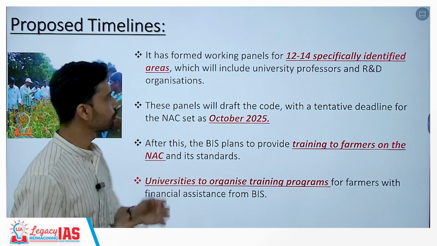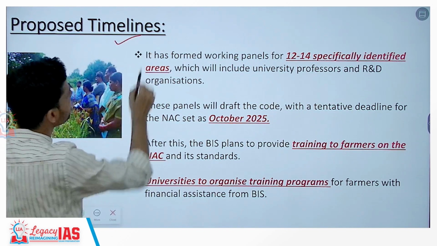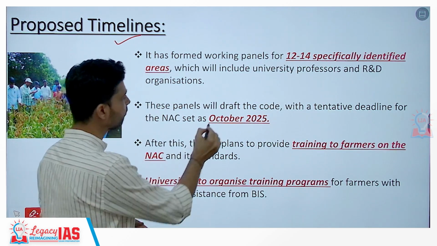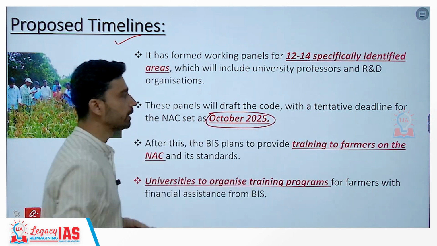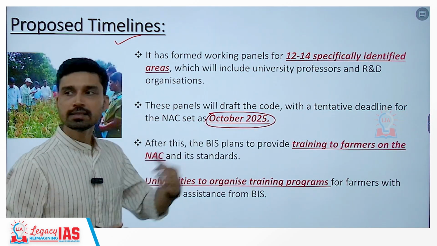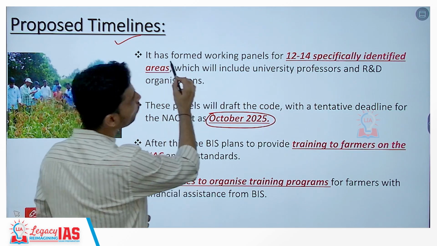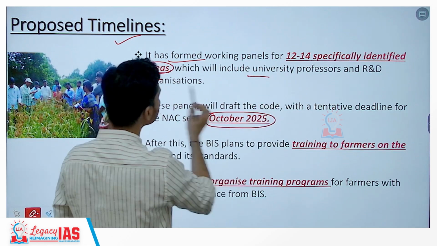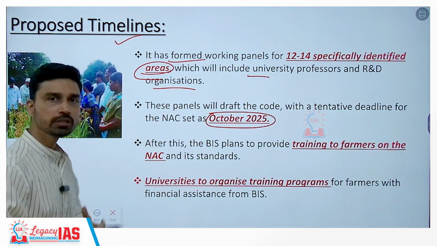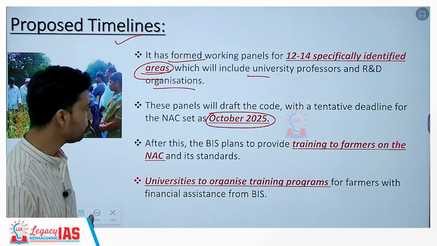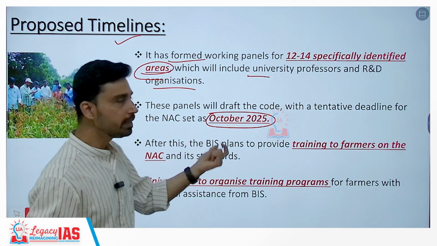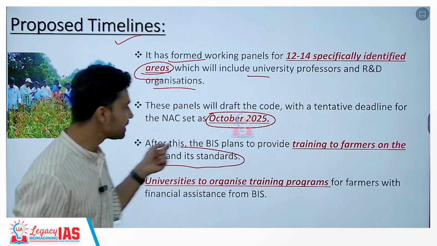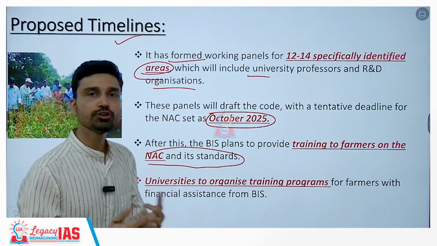Now the proposed timeline when this code will be completed is believed to be somewhere around the month of October in the year 2025. However, that is a tentative deadline. It has formed working panels for 12 to 14 specifically designed areas, which will include university professors and R&D organizations who are continuously working on designing and building such codes. After this, the BIS is planning to provide training to farmers on the NSE and its standard so that it can be implemented without any problem.